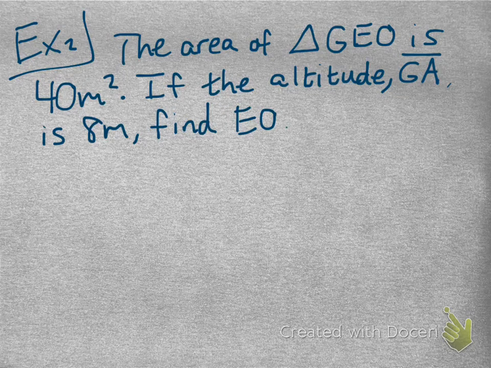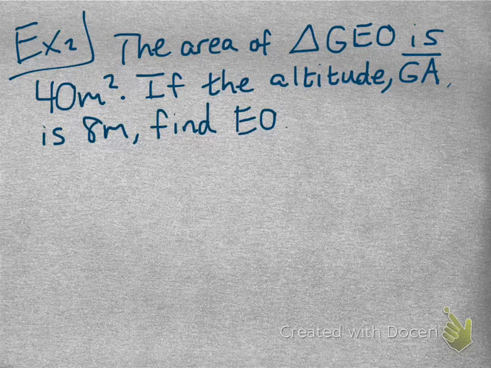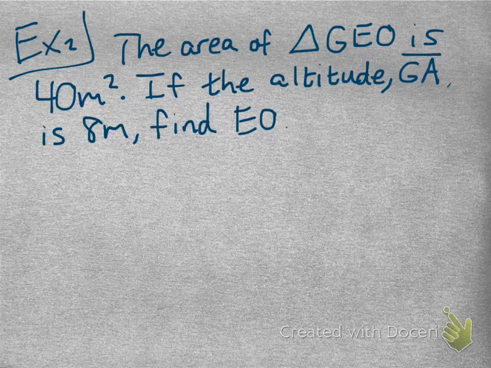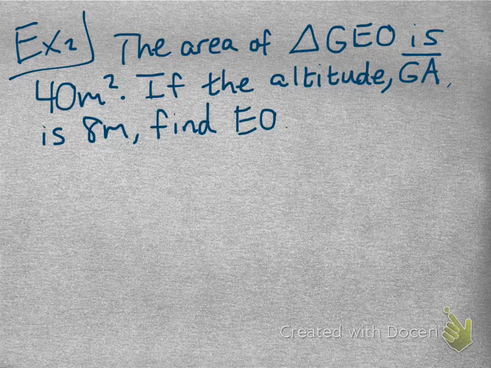Alright, so here we are on part 2 of lesson 10-1, which involves the area of parallelograms and triangles. So let me do one more triangle example, just to give you what other problems you may see on tests and such regarding the area of triangles. It says the area of triangle GEO is 40 meters squared, or 40 square meters. If the altitude GA is 8 meters, then find EO.